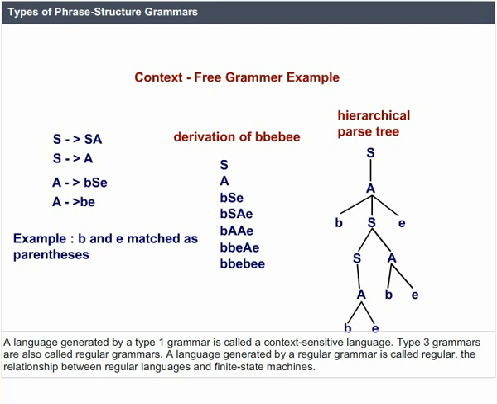Type 3 grammars are also called regular grammars. A language generated by a regular grammar is called regular. The relation between regular languages and finite state machines.